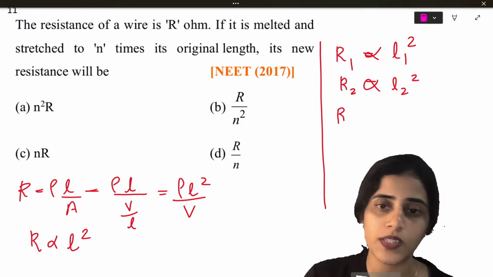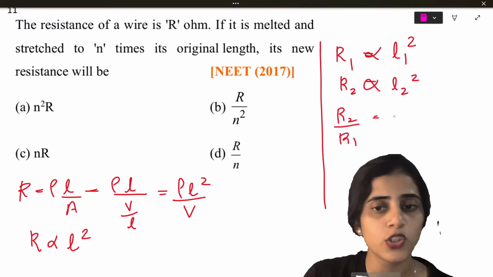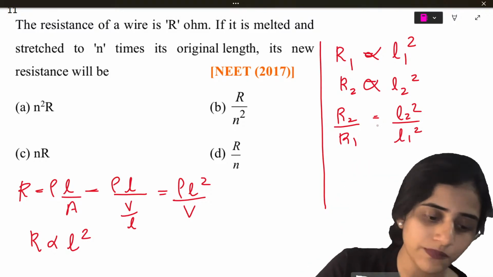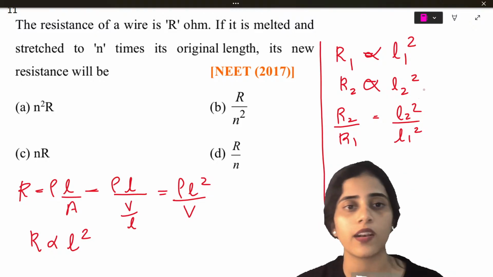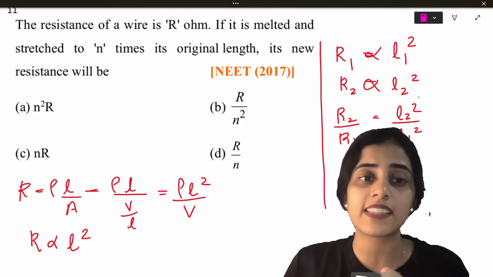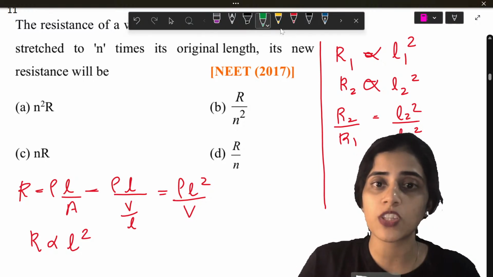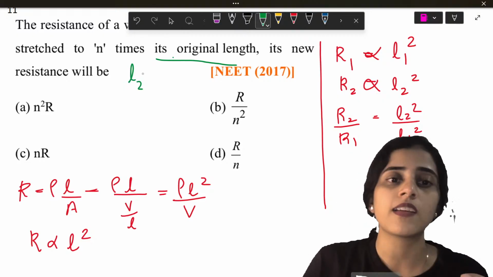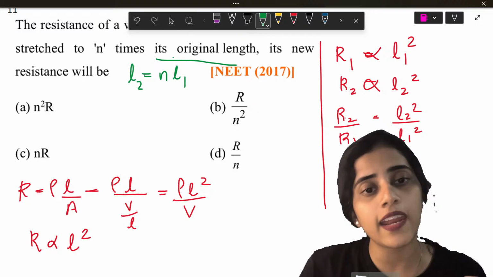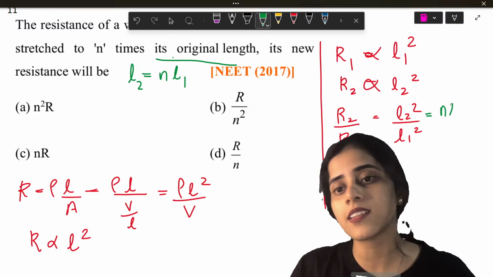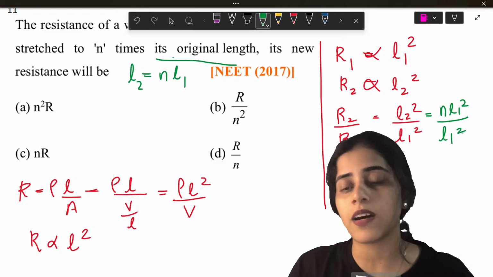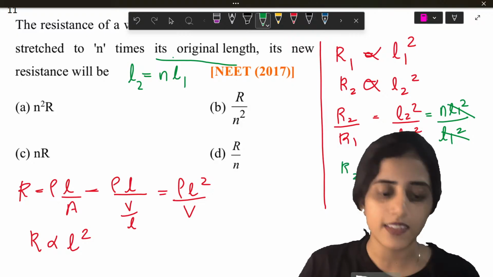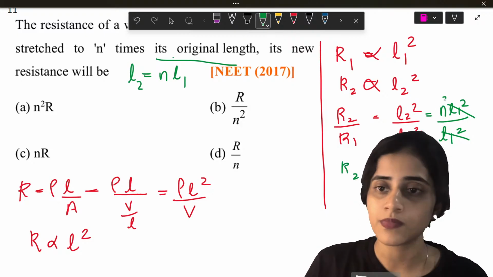Now let's take the ratio. We'll take the ratio of R2 by R1. This is L2 square by L1 square. Now what is L2 square? Its length increases by n. That is given to you in the question. What does this mean? The length L2 is equal to n times L1. So this can be written as n L1 square by L1 square. Both of these cancel. So R2 is equal to n square.